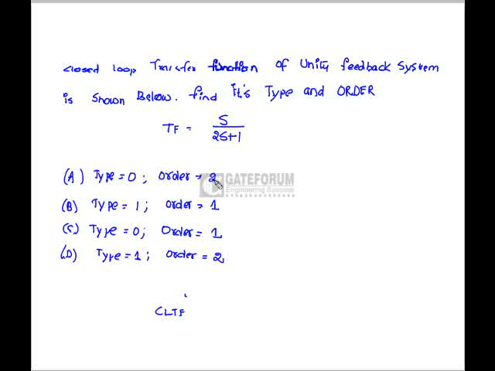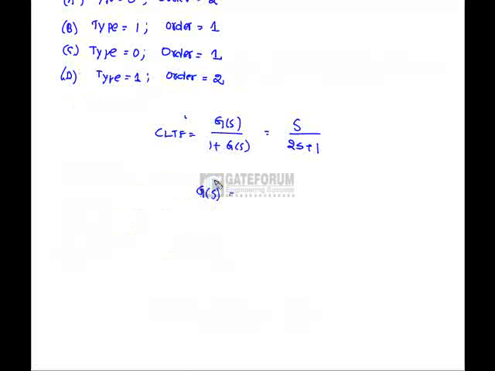The closed loop transfer function is nothing but G(s) by 1 plus G(s) in the case of a unity feedback system, which is s by 2s plus 1. From this we get the open loop transfer function, G(s) equals s by s plus 1, if we simplify the equation. The number of poles at the origin is 0, that's why it is a type 0 system. The number of non-zero poles is 1. Hence type 0 and order 1 system, that is, option C is correct.